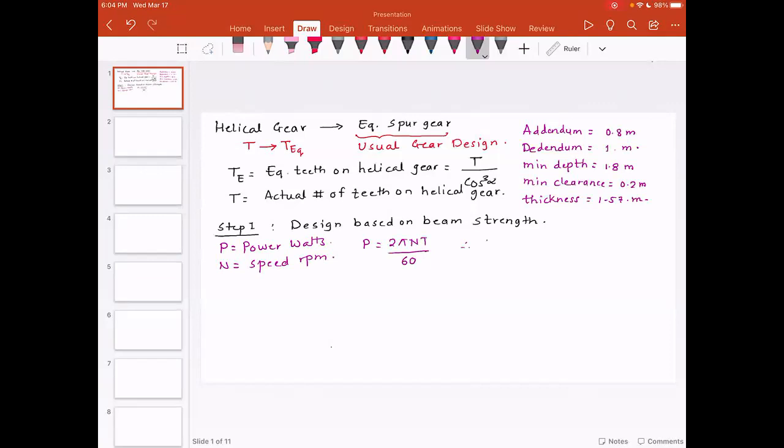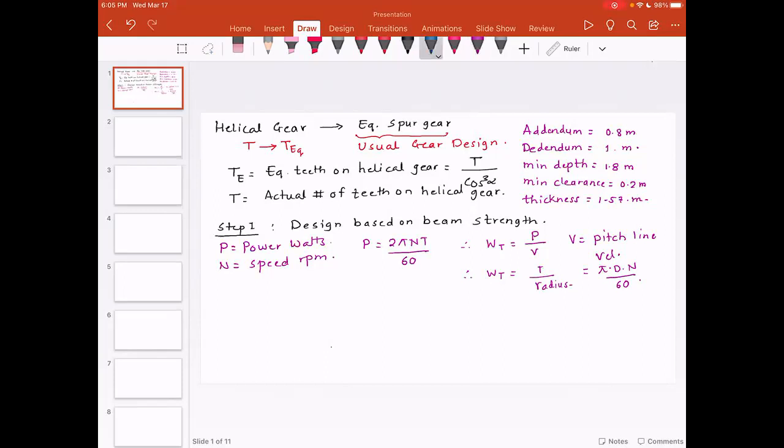So alternatively, you can find out the value of WT as P divided by V, where V is the pitch line velocity, which is pi times dN by 60. Or you can find out WT from torque divided by the radius. Any of these equations would work.